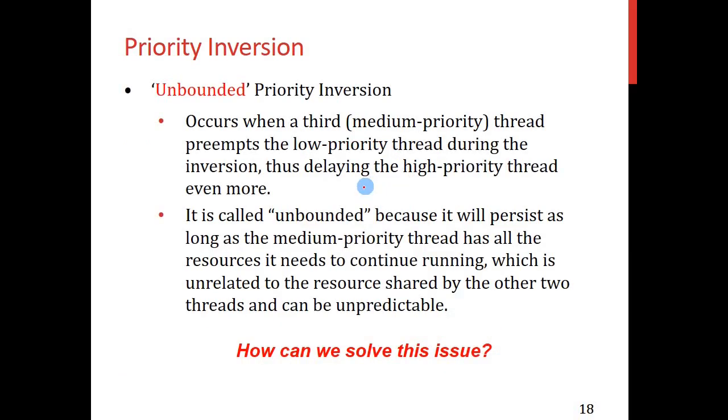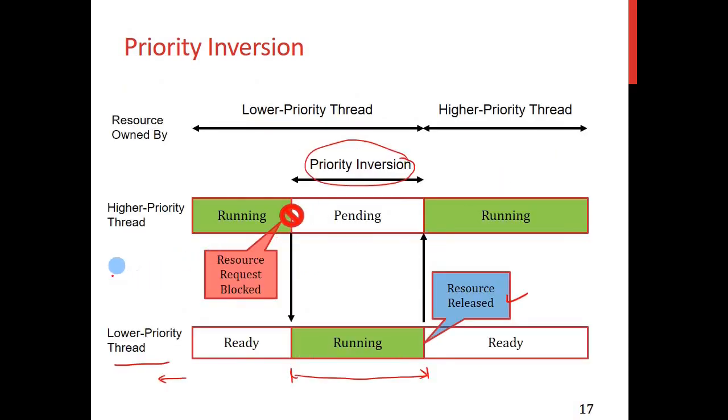Of course, there's also another more serious issue called unbounded priority inversion. What if, instead of just two tasks, there is a third task that can preempt the lower priority thread? Coming back to this, what if I have a medium priority thread? At this point of time, the medium priority thread takes over and starts to run.